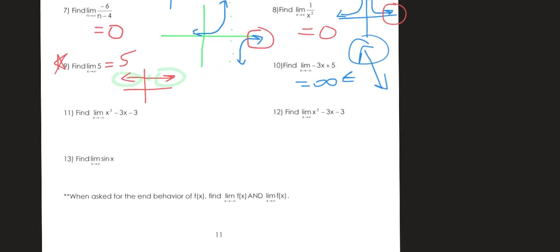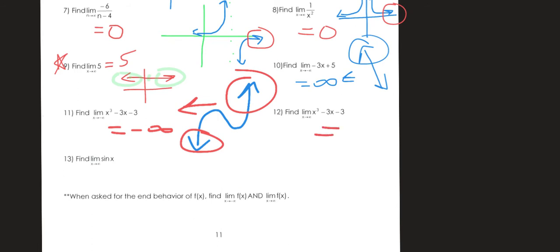In 11 and 12, I've got a positive x cubed. I don't need to know exactly what this looks like. I've got a positive x cubed. I know that when x approaches negative infinity, this guy's going to negative infinity. And I know that when x approaches positive infinity, this thing's going to infinity.